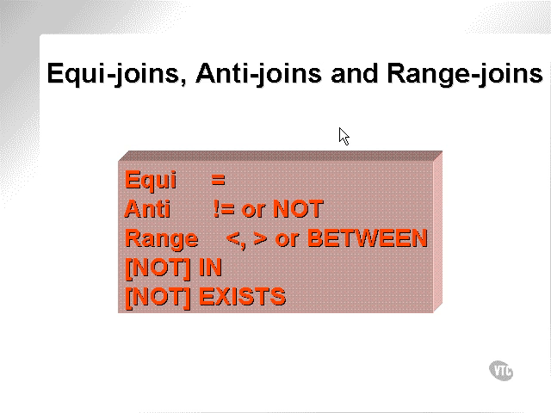Equijoins, antijoins, and range joins. These types of joins are not effectively joins in themselves, or join types, but the way these joins perform and the way they behave are affected by the comparison conditions they use, namely equals, not equals, range searches with greater than, less than, or between, and also IN and EXISTS can be categorized in this section as well. Let's go through them.